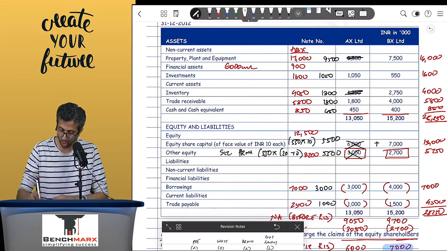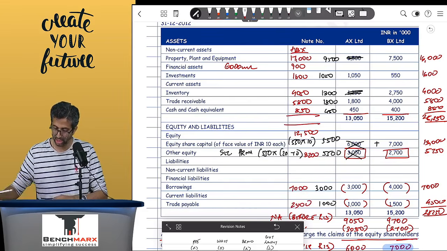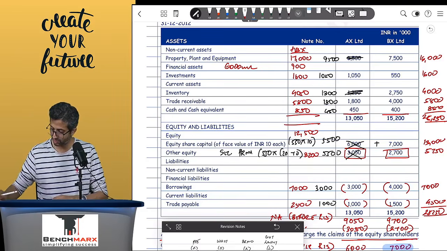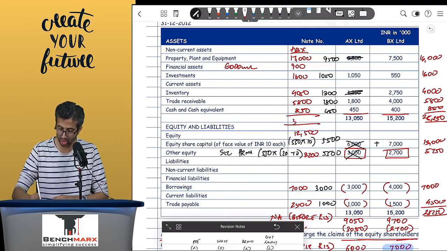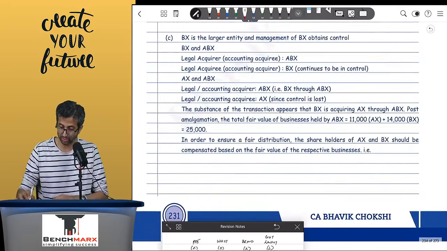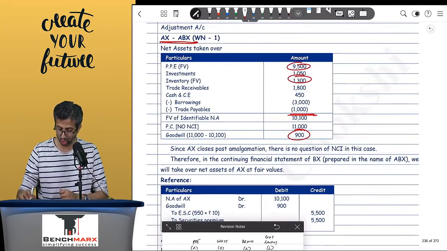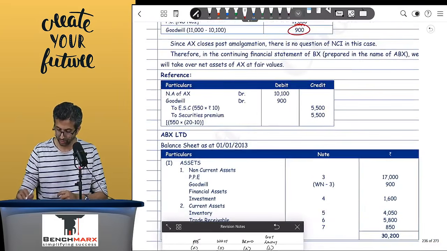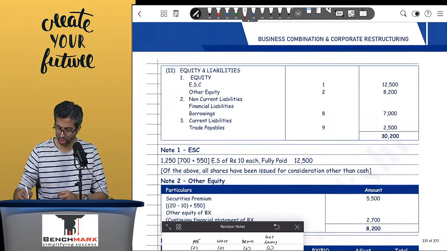And if all goes well, and if you were to total, this is 17,900, 1600, 4050, 5,800 and 850. This comes to, I think, 30,200, and this number tallies. So over here, this will give you 30,200. Where is this? 30,200.